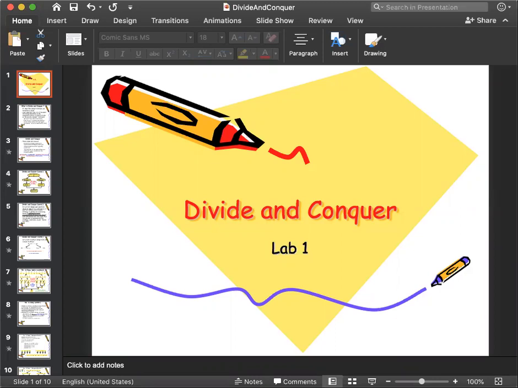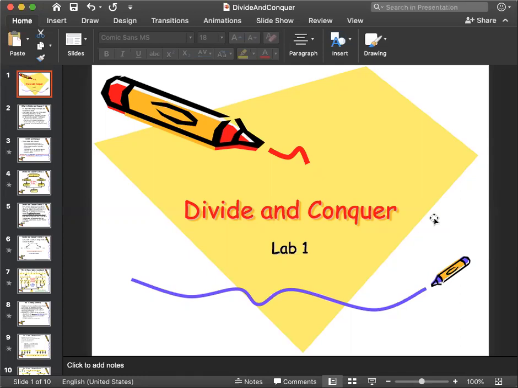So today is our first lab. We are going to read about the divide and conquer algorithm. Whatever input we get, we will first divide that input, and then after dividing we will sort it out and find the desired solution. So that is called the divide and conquer algorithm.